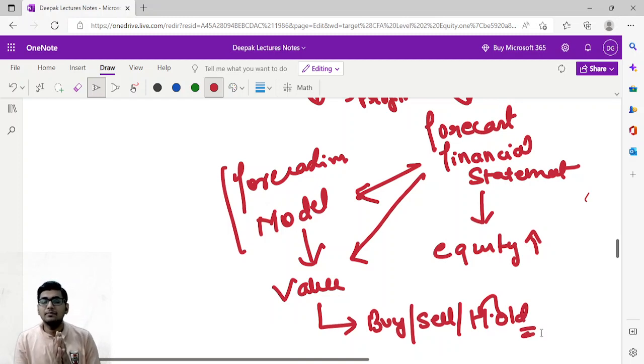Clear? Whether you are going to buy it, sell it, or hold it. Again I am telling you the 5 steps. It starts with understanding the business. Second, you need to forecast the financial statement. Third, you need to select the appropriate model, which model you want to use, and then you need to convert the forecast into the valuation. Based on that valuation model, you will come up with some value, and then you will take the decision whether you will buy the share, sell the share, or hold the share.